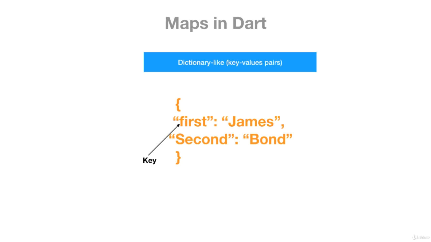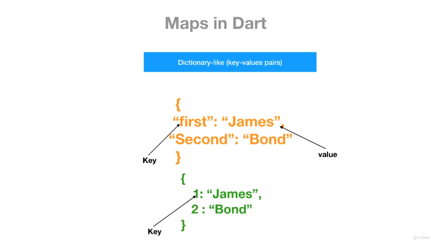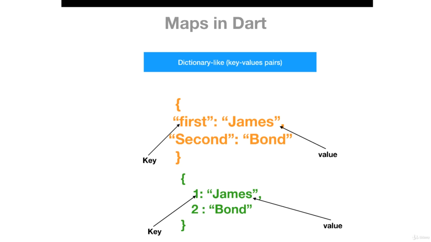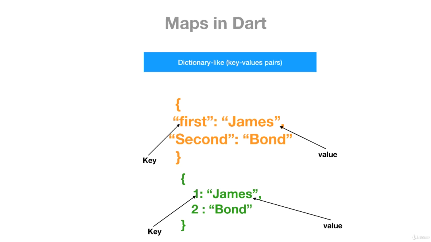So in the first line there, we have a key, and then we have the value, which is James. So if we want to get James, guess what? We go via first, which is the key. Okay, and of course then we have second, colon, bond as the value. We can do the same thing, of course, if we want to use numbers as the keys. We can say 1, in this case, is going to be the key, and the value is going to be James, and so forth. Very simple idea here, yet a very important one.